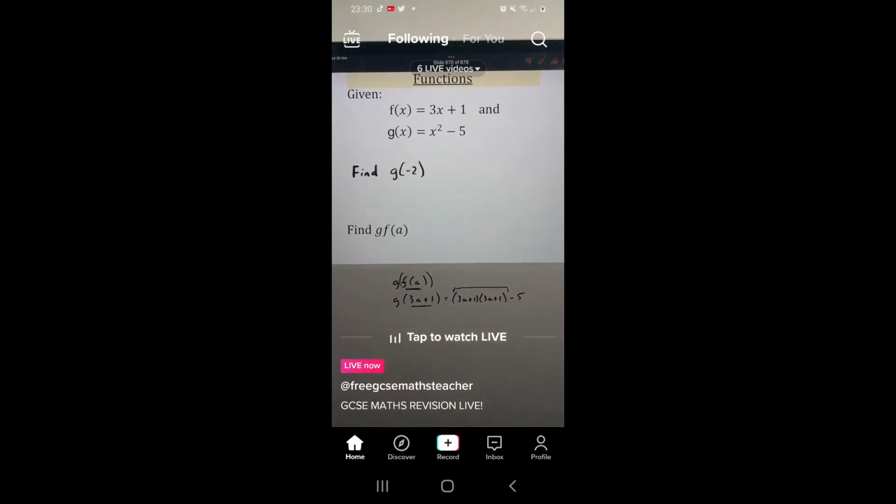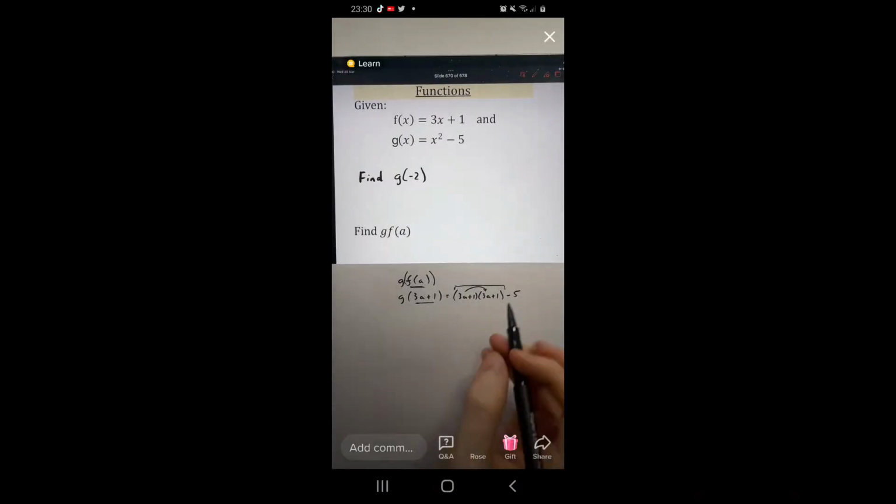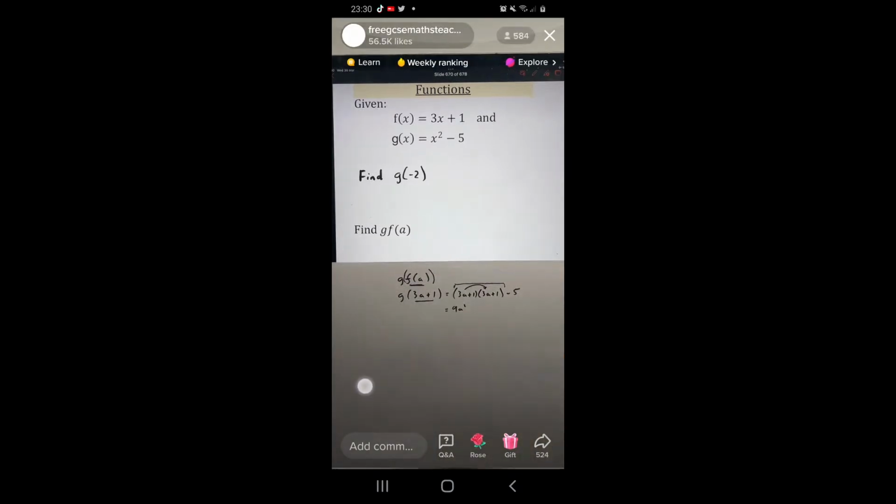Some people use FOIL, first, outside, inside, last. It's up to you if you need that or not. So first term, 3a times 3a. Well, 3 times 3 is 9. A times a is a squared. So 3a times 3a gives you 9a squared.